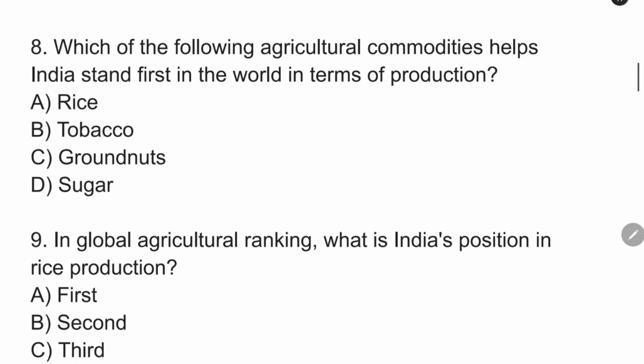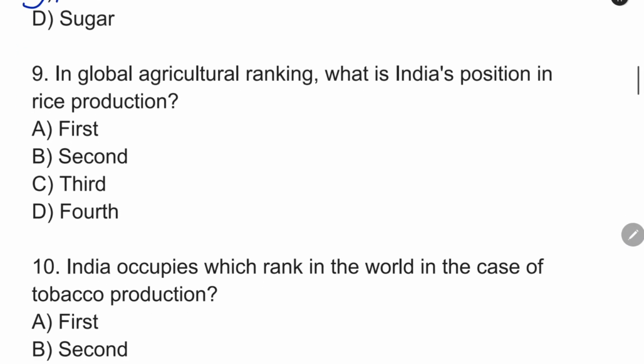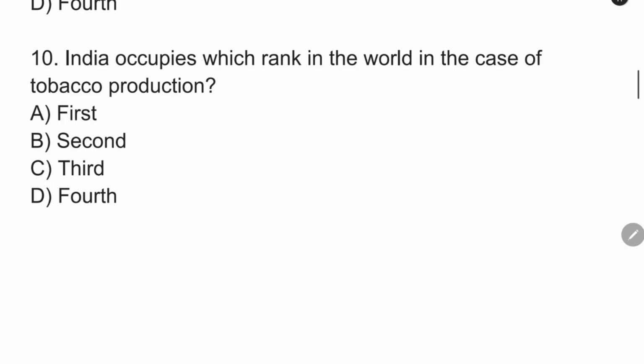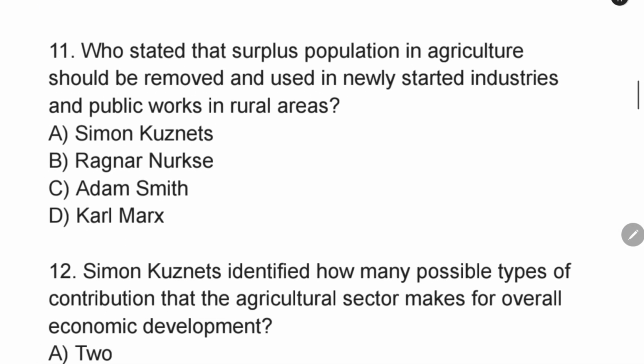Which of the following agricultural commodities helps India stand first in the world in terms of production? Groundnuts. In global agriculture ranking, what is India's position in rice production? Second. India occupies which rank in the world in the case of tobacco production? Third. Who stated that surplus population in agriculture should be removed and used in newly started industries and public works in rural areas? Ragnar Nurkse.